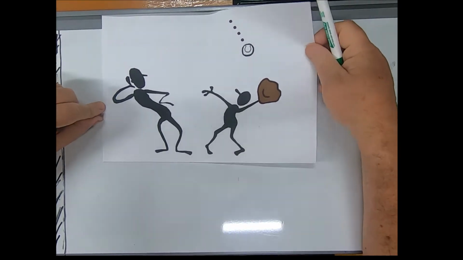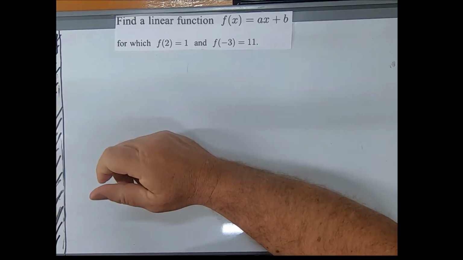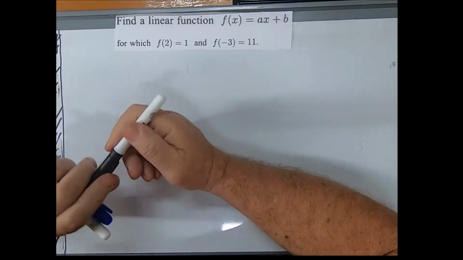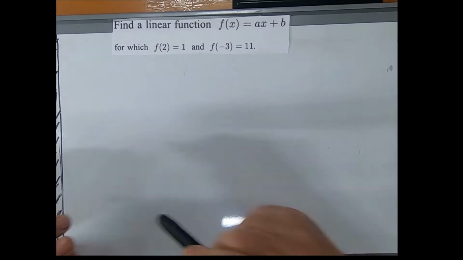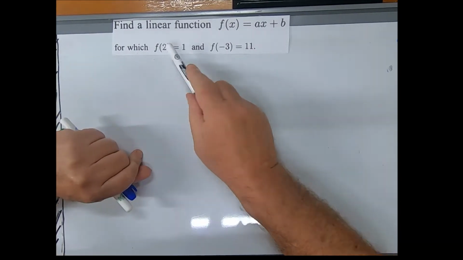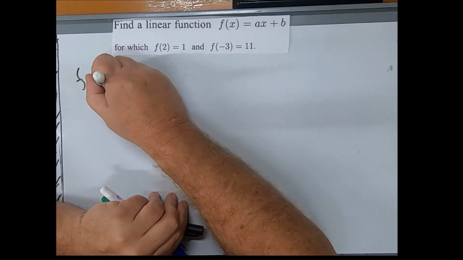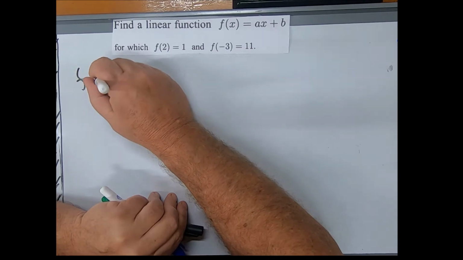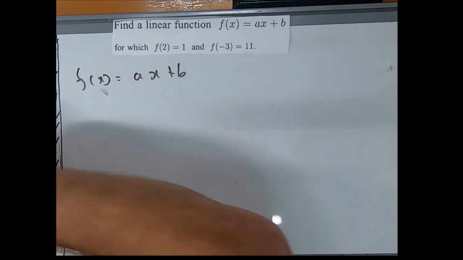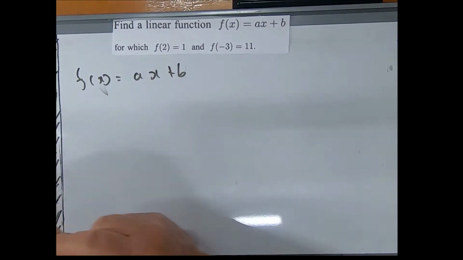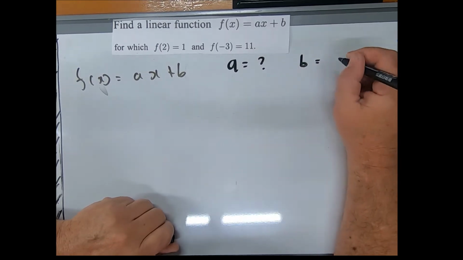Okay, the fun continues. So, some more questions to do with functions and substitution. Here we have a more interesting question. There's a little bit more going on. So, f of x equals ax plus b, but we don't know what the a is and we don't know what the b is.